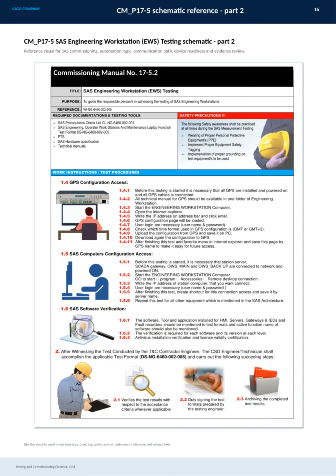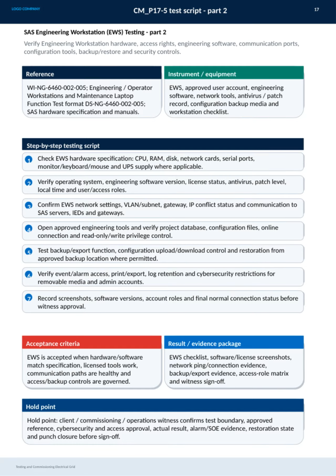On this slide, we focus on the SAS Engineering Workstation testing, Part 2 of the commissioning process for the electrical grid. The main goal here is to thoroughly verify the engineering workstation hardware, access rights, engineering software, communication ports, configuration tools, backup and restore functions, and security controls. We start by checking the hardware specifications including CPU, RAM, disk space, and network cards, ensuring peripherals like monitor, keyboard, mouse, and UPS supply are all in order.